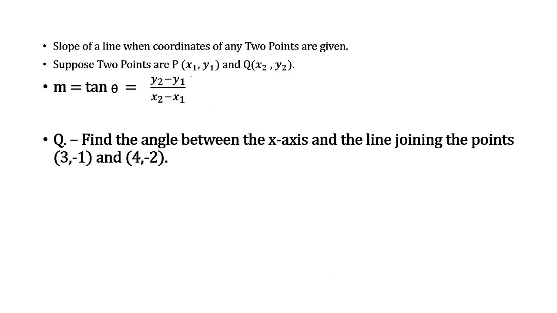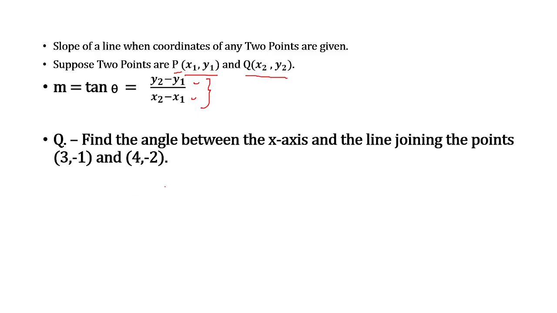Now suppose two points are given on a line. One point is P whose coordinates are x1, y1, and the other point is Q whose coordinates are x2, y2. Then the slope of that line will be y2 minus y1 upon x2 minus x1. So this is one very simple formula. Now we will take one question.